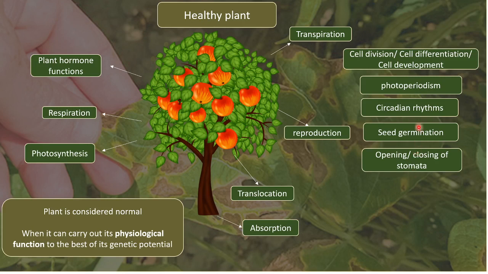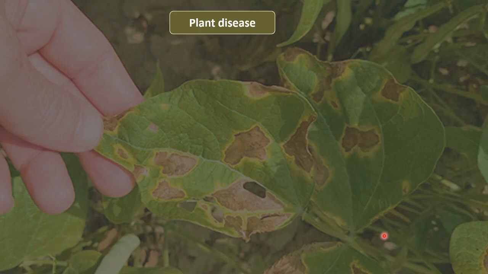Apart from this, there are many physiological processes related to a healthy plant, which are important for the plant to work properly. Only if all these physiological functions work properly can the plant be called a healthy plant. Now that you know what a healthy plant is, let us have a look at what a diseased plant is.